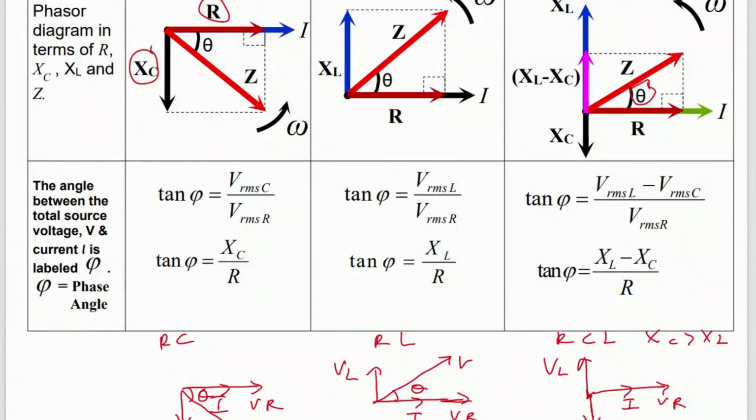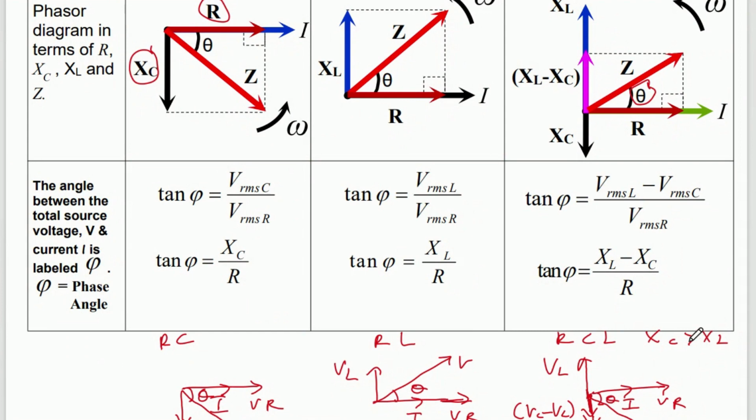Then the resultant here: XC is larger than XL, so that means VC is larger than VL. So the resultant should be here. This one is VC minus VL. Because the resultant is here, the total voltage is supposed to be below. So this is the total voltage and this is the theta. So this is the phasor diagram for the RCL circuit where XC is larger than XL.